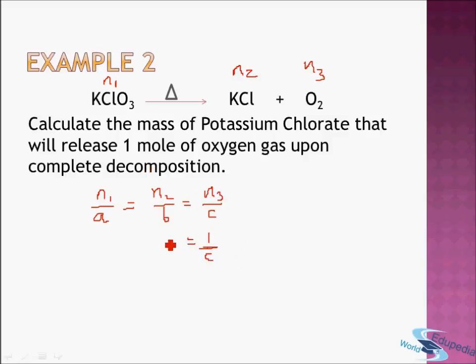So 1 divided by C. Okay, and I have to calculate the mass of KClO3, that is potassium chlorate. So I need information on N1. So N1 by A. Forget N2 for now because we don't need it right now in the question. So forget N2 by B right now. So N1 by A is equal to 1 by C.